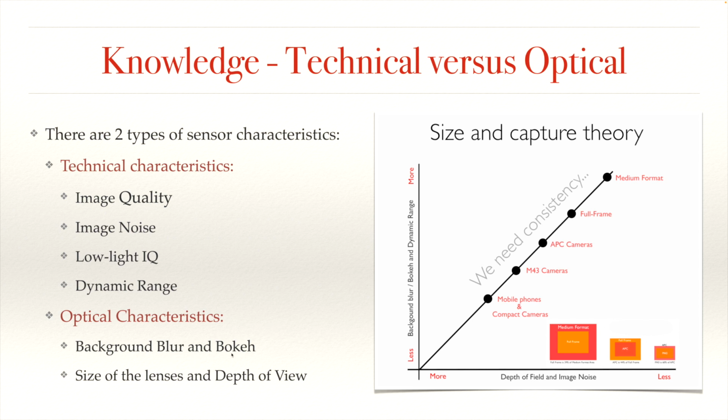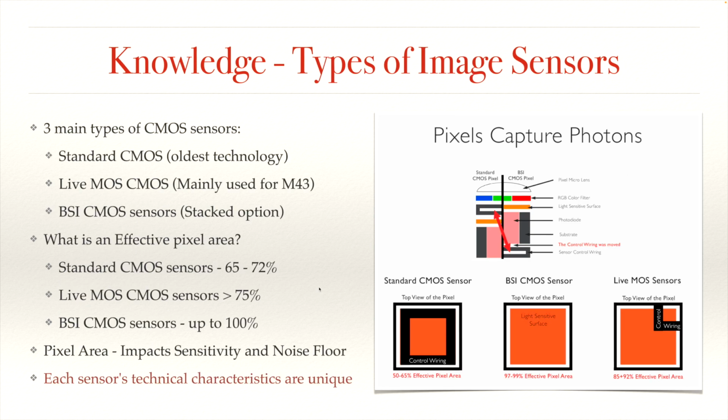So background blur, bokeh, the size of the lenses or depth of view. You can nearly plot this graph for the optical differences between sensor sizes. And this is important. Don't let somebody confuse you and say the image quality is absolutely better in the bigger sensor. It's not always true. Or the image noise is less in the bigger sensor. It's not always true. One really needs to drill down to pixel level and not only look at the physical size of the sensor.